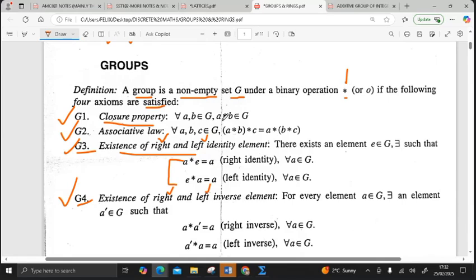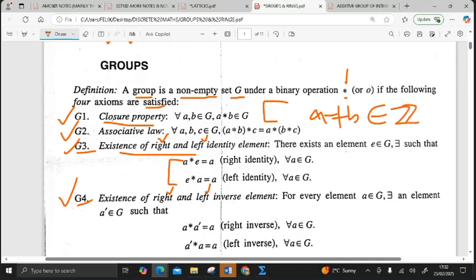Closure property is very simple. It states that whenever you pick any 2 members of that non-empty set and you subject them to that binary operation, like in this case, it could be plus, it could be multiplication, or any other binary operation, then you're going to have an answer that is also a member of that set G. That is what we mean by closure property.